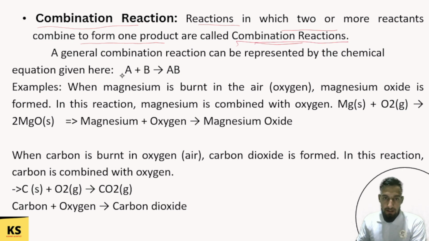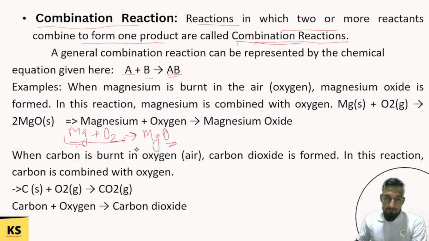For example, A and B, these are the two reactants that upon reaction give us a single product AB. For example, पहले भी देखा है कि magnesium Mg plus O2, these are two reactants. When they combine, they form what? Magnesium oxide. This is a single product, but the reactants are two here. These can be more than two also, but for simplicity we have taken two here.